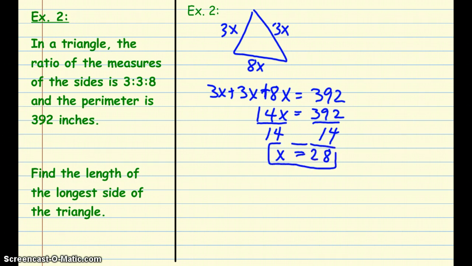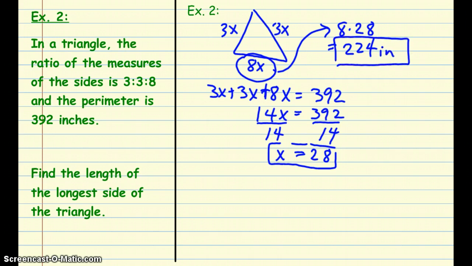Now, the problem doesn't say tell me the value of x. The problem says find the length of the longest side of the triangle. So now we're going to take this 8x and substitute 28 in for x and multiply to get 224. We know that the perimeter was in inches, so if we had this actual triangle, we would say that it's 224 inches in length for the longest side.